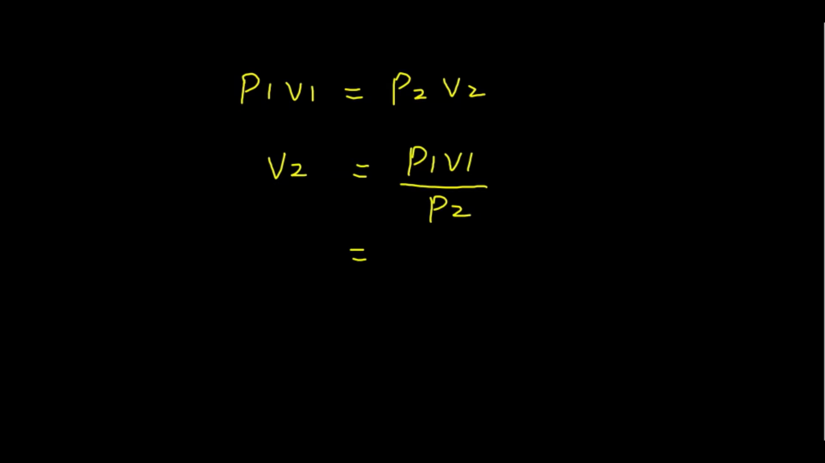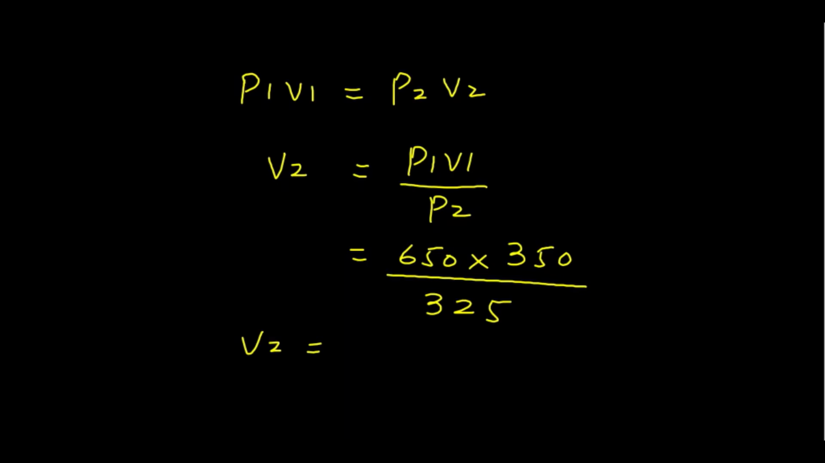We know initial pressure which is given P1 650 millimeter of mercury, multiplied by initial volume which is given 350 cubic centimeter, divided by final pressure which is given 325 millimeter of mercury. Now by calculating we get the answer. V2 is 700 cubic centimeter. So in this way we calculate the final volume. The volume of gas is doubled by reducing its pressure to half. What is the conclusion? If we reduce the pressure up to half, the volume of gas will be double. I hope this numerical is clear to you.